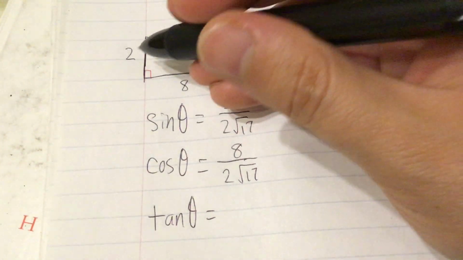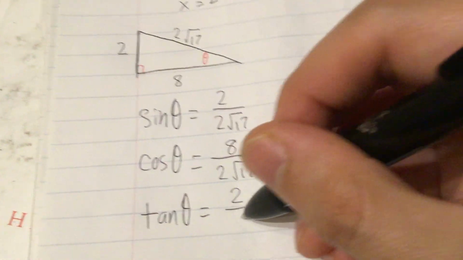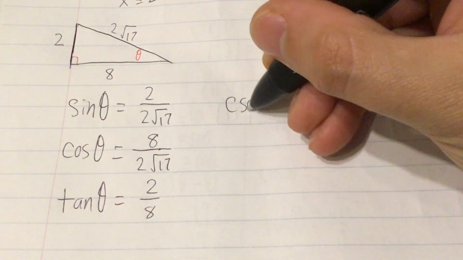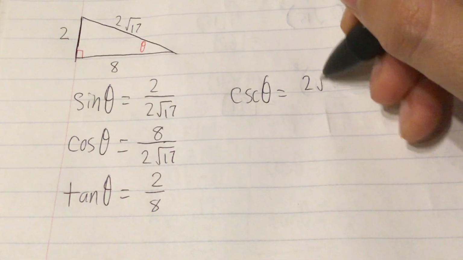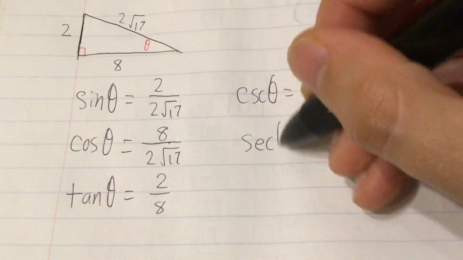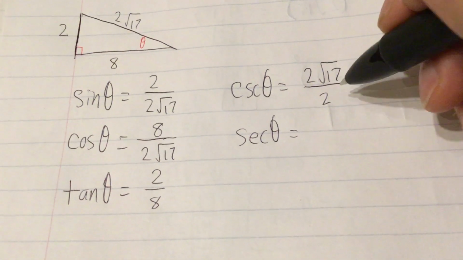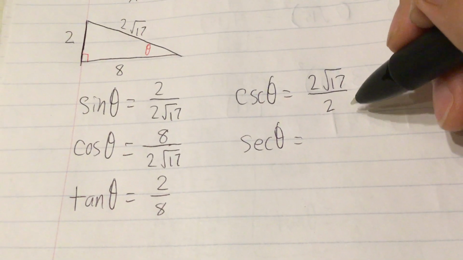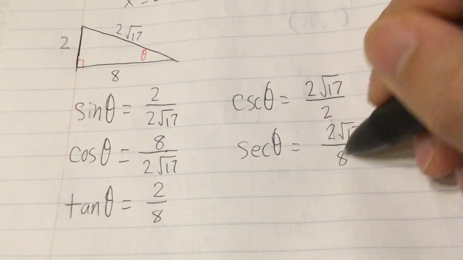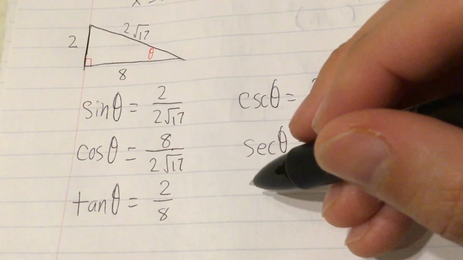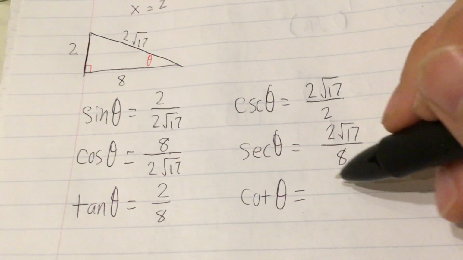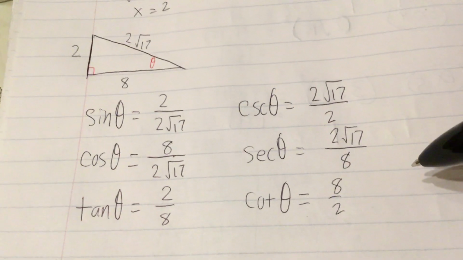Now the tangent is just opposite over adjacent, so that'd be 2 over 8. You could make this 1/4. The cosecant of angle theta would just be the reciprocal, 2 radical 17 over 2. So I guess the cosecant ratio would be radical 17 over 1, or just radical 17. Secant is the reciprocal, so that'd be 2 radical 17 over 8, or radical 17 over 4. I'm not going to stress too much about simplifying a fraction. Cotangent is the reciprocal of 2 over 8, so that'd be 8 over 2. That'd be 4 over 1, or just 4.